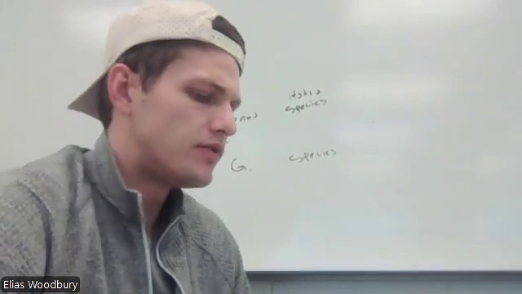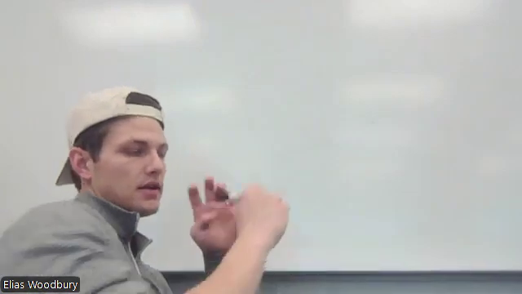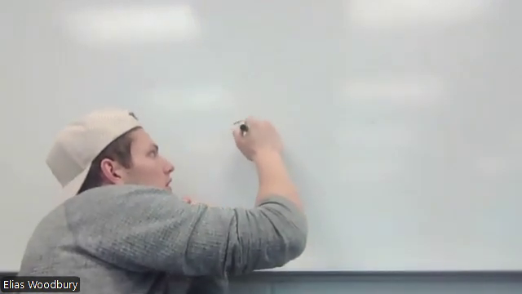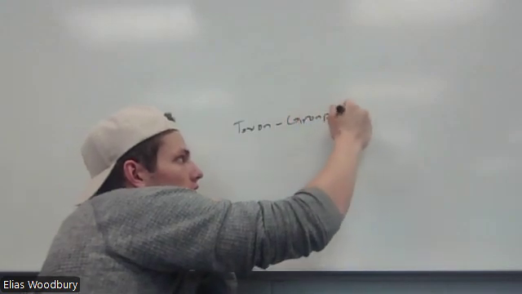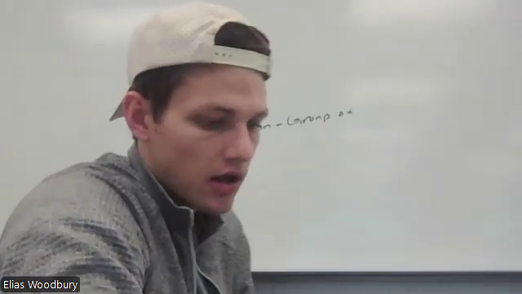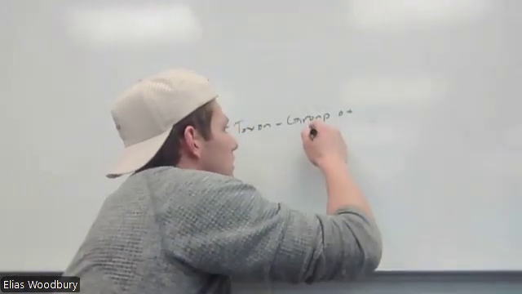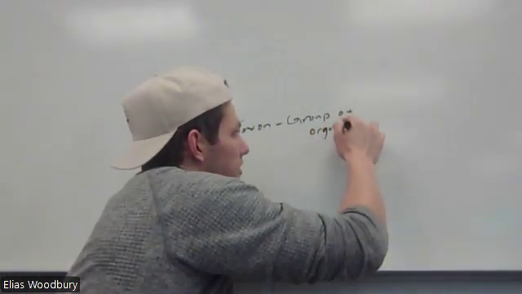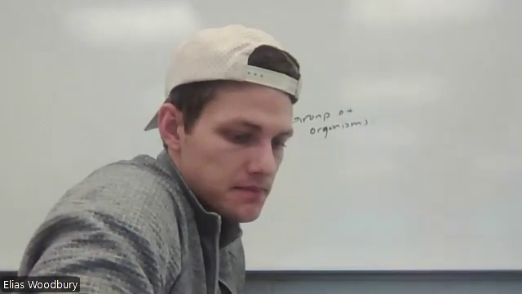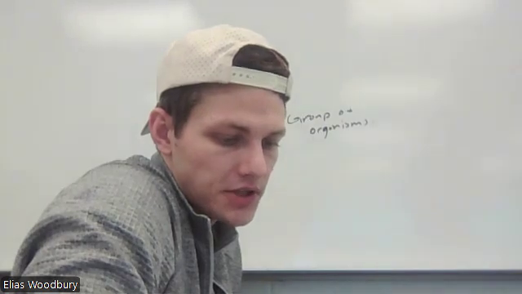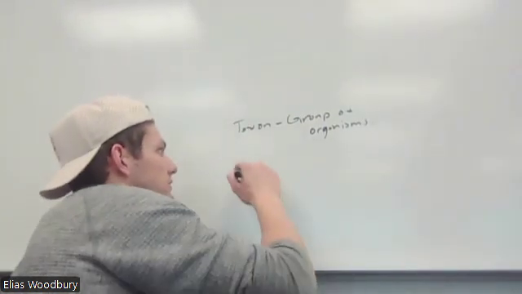I guess we could go over a few definitions briefly. A taxon is just a group of organisms, specifically a group of organisms at any taxonomic level, but really just a group of organisms. Okay. Phylogeny is the evolutionary history of a taxon.